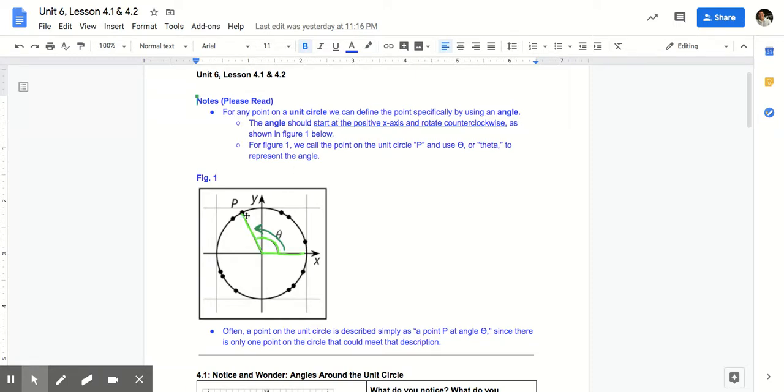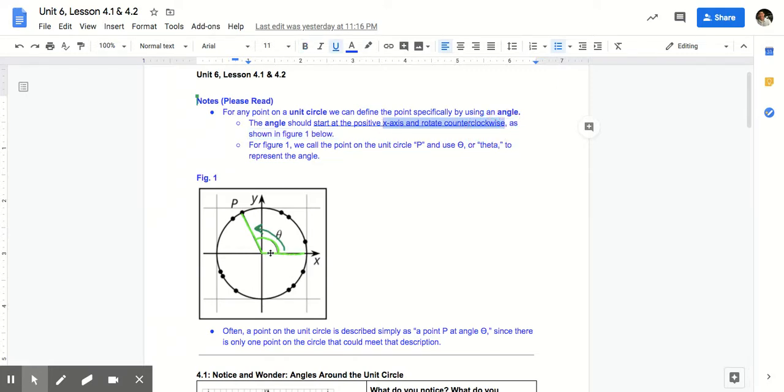So let's say that we have a point here, P. Now, it's going to be hard to define where it is if we don't know the coordinate. But the way that we define it specifically on a unit circle is by using an angle. And this is the important part here. The angle should start at the positive x-axis and rotate counterclockwise.